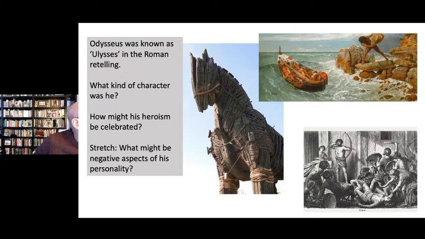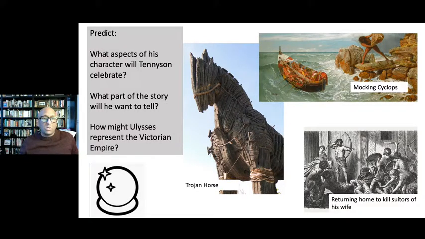I'm going to change the lighting here. It's a bit bright. Okay, so if you don't know anything about Odysseus, these are three kind of visual cues. Odysseus was famous for coming up with the idea of the Trojan horse, which ended the Trojan War.